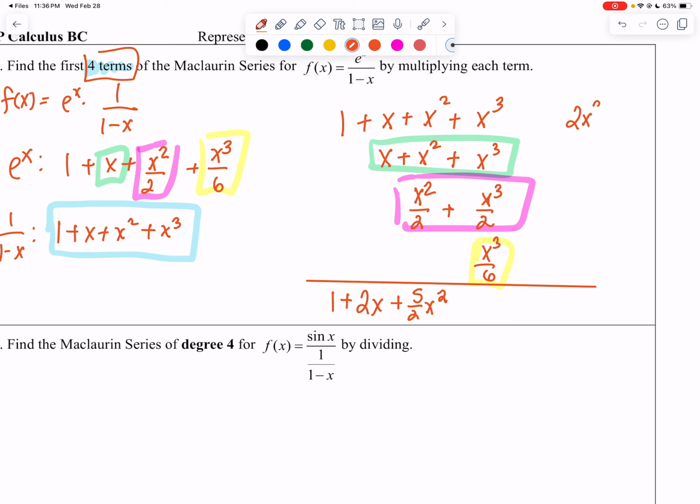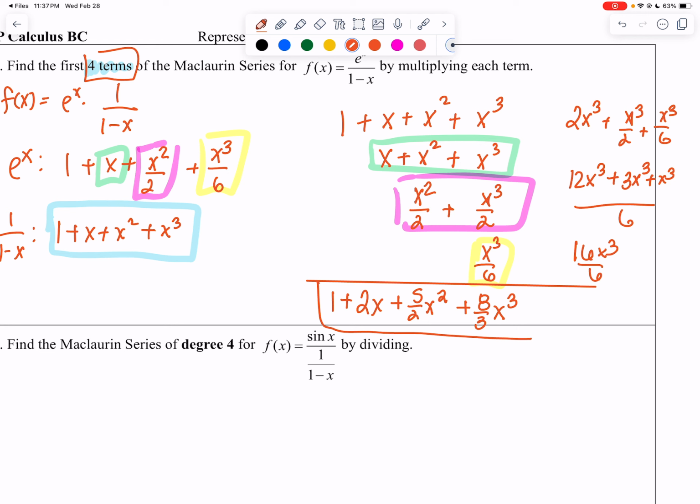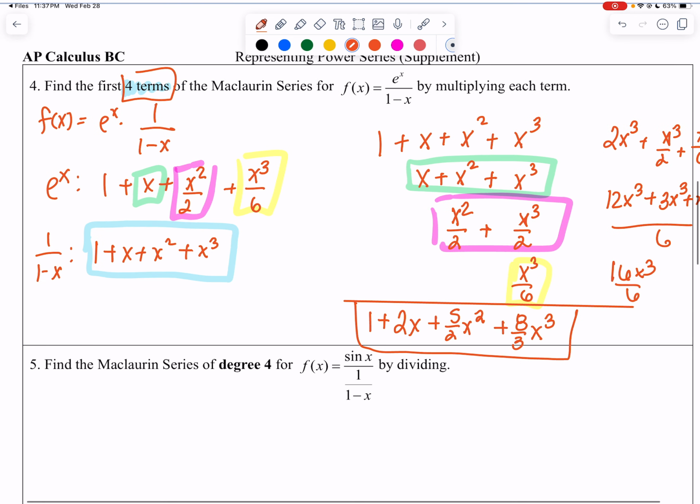Let's see, 2x to the third plus x cubed. Put everything in denominators of 6. That's going to be 16x to the third over 6. Then if you simplify that, that's going to be 8 over 3 x to the third. So this right here will give you your first four terms of this series. Now, do we know the general term for this? No, and I really don't care about that because we're only going to be focusing on the first four terms and calling it a day.